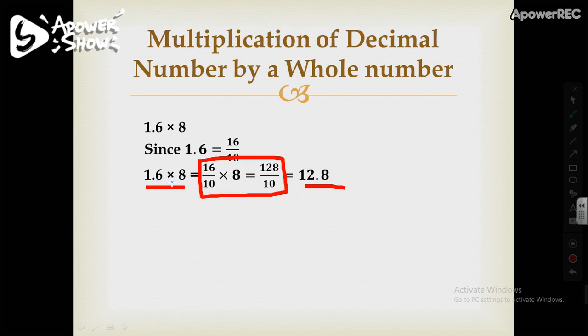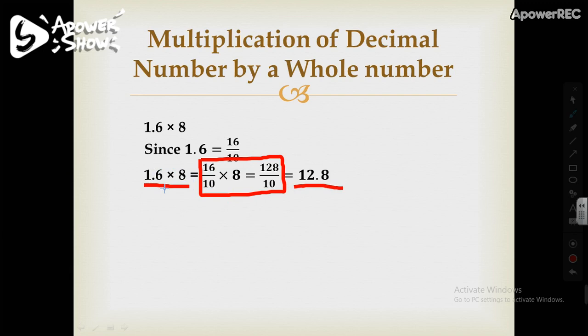Now I want this decimal point. So in this number, after the decimal point you have only one digit. So similarly in this number you have to put the decimal point in such a way that after the decimal point there is only one digit. So just count from here, that is the rightmost corner of this number, count one digit and put this decimal point here. So you have to first ignore this decimal point and multiply 16 by 8. After multiplying you get 128.